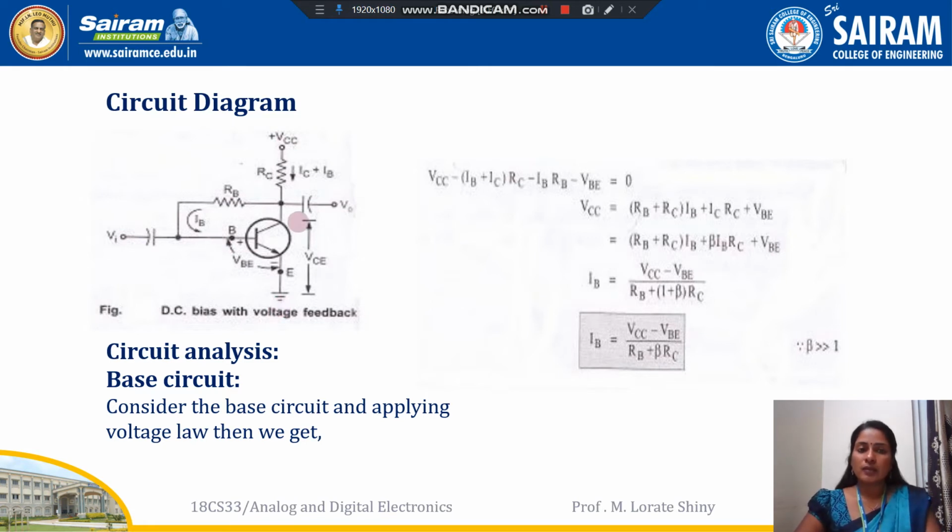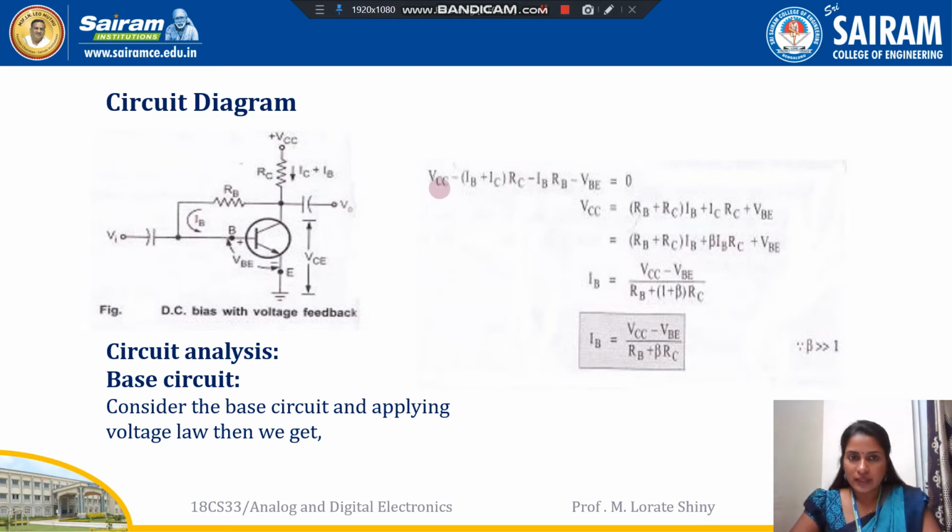So first step, to the input circuit, means base circuit, input circuit or base circuit, anything is okay. To the base circuit, I am applying KVL, Kirchhoff voltage law. So when I apply Kirchhoff voltage law, I will get this equation: VCC minus (IC plus IB) into RC minus IB into RB minus VBE equal to 0.